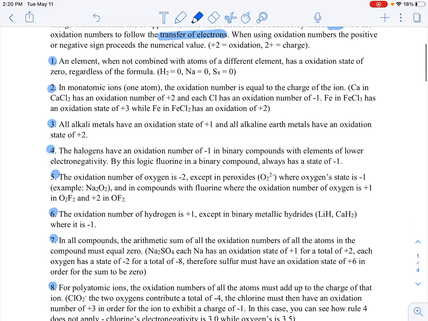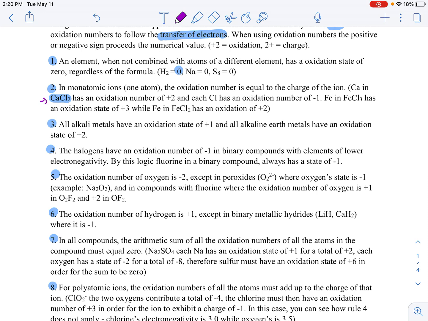Let's look at these rules and then apply them and see if they make sense to us. An element, when not combined with atoms of a different element, has an oxidation state of 0, regardless of the formula. So, things by themselves count as 0. In monatomic ions, one atom, the oxidation number is equal to the charge of the ion. So, if I have an ionic compound with 2 monatomic ions, the charge would be the oxidation number.